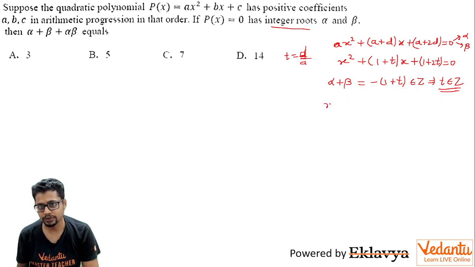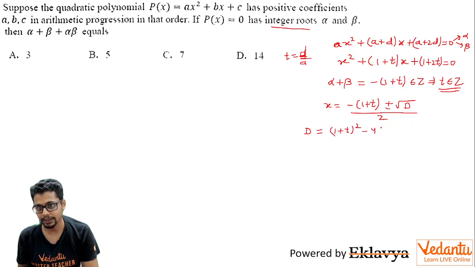Now what about the roots? x will be minus (1 plus t) plus minus root D, divided by 2 times 1. Now here since x is an integer, it is also rational. That means D should be a perfect square. D, the discriminant, is what? It is essentially (1 plus t) whole square minus 4 times (1 plus 2t), and this should be a perfect square, let's say k square.